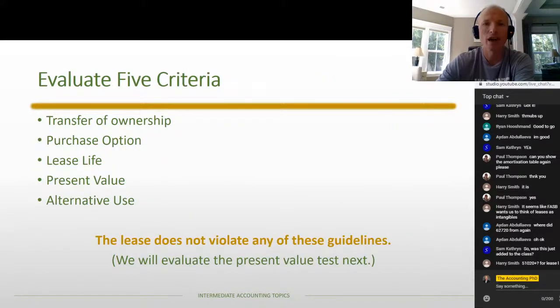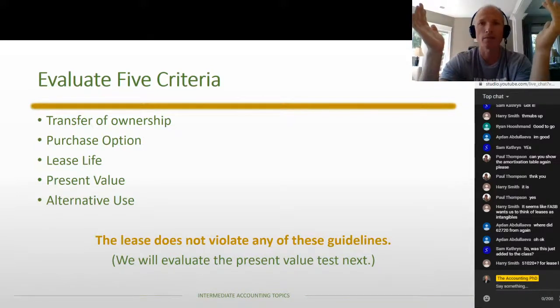Again, we need to evaluate the 5 criteria. So there is no transfer of ownership. There's no purchase option. The lease life is 3 years compared to a 7-year useful life, so we didn't violate that. We're going to evaluate the present value next. And there's nothing that tells us that the asset is worthless. And in fact, if there's a 7-year useful life, there are 4 useful years remaining, so there probably is an alternative use at the end of the lease. So all of this suggests that this is probably going to be an operating lease, but we need to make sure by doing the actual present value calculation.